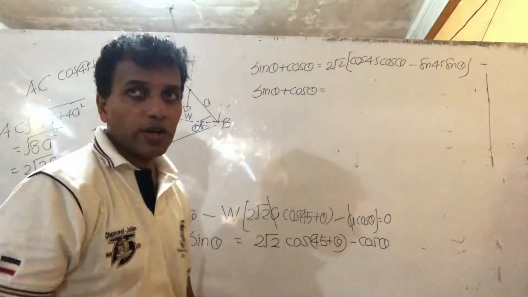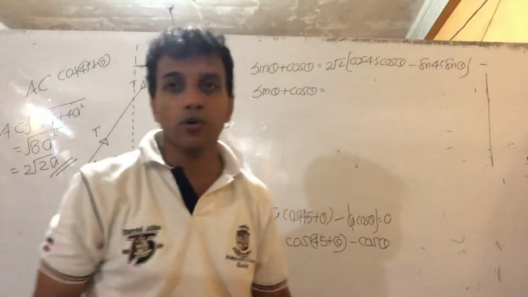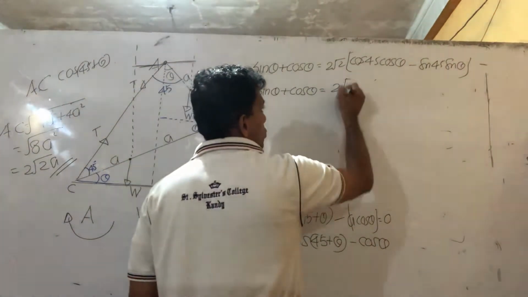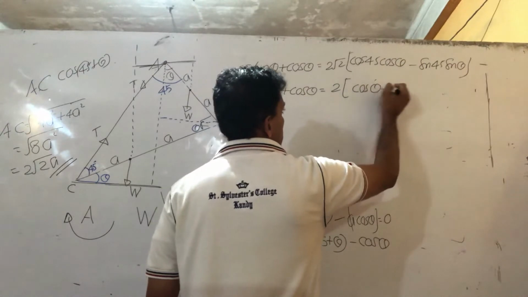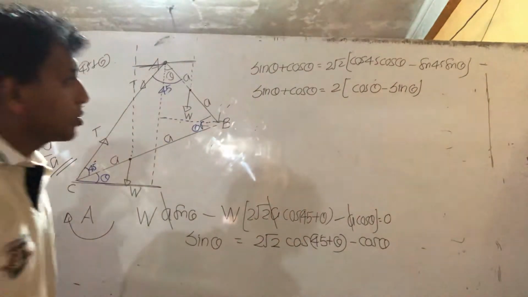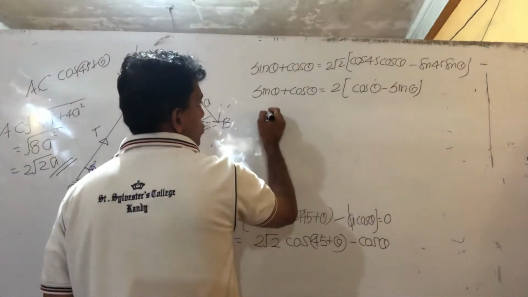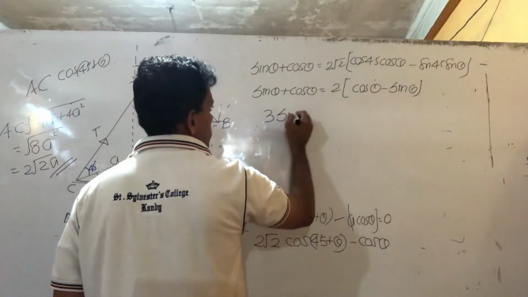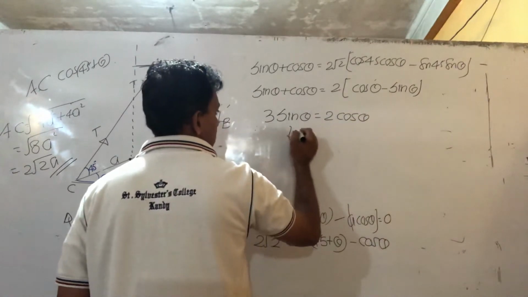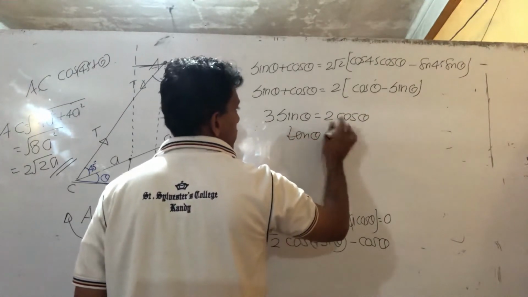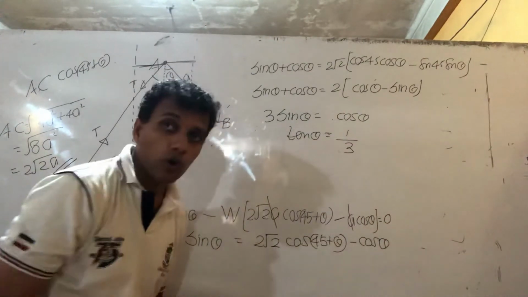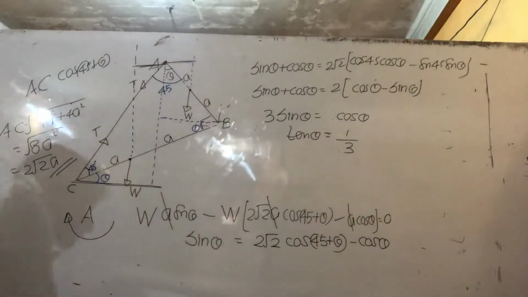You know, cos 45 is 1 over root 2, sin 45 is 1 over root 2. Take the 1 over root 2 out, so the root 2 cancels, therefore we have root 2 into cos theta minus sin theta. Okay, we have rearranged it. If you take one side, we have 3 sin theta equal to 2 cos theta. Therefore tan theta is, sin divided by cos is tan, right? Tan theta is 1/3.